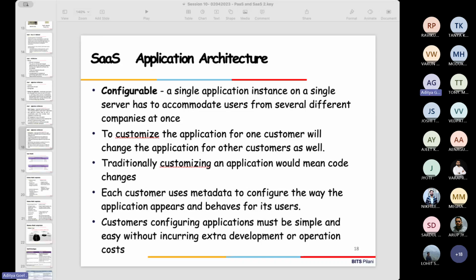It is not going to change the base instance, which is actually running, right? These are all cosmetic changes which can be done with the help of metadata configuration provided to the set of users. And for all of these things, it does not require any extra development cost. You just have to go to the configuration page and say that these are the things which need to be configured for my instance.